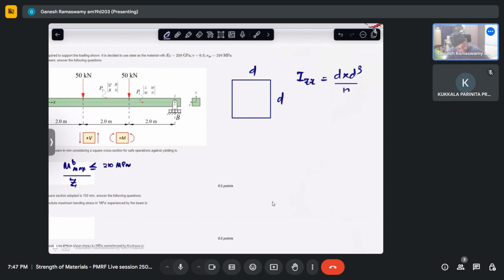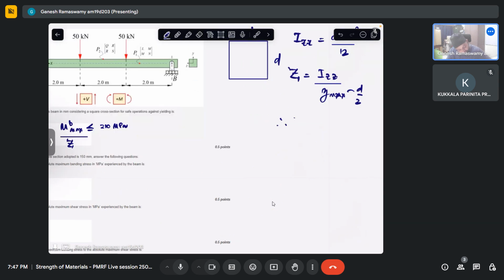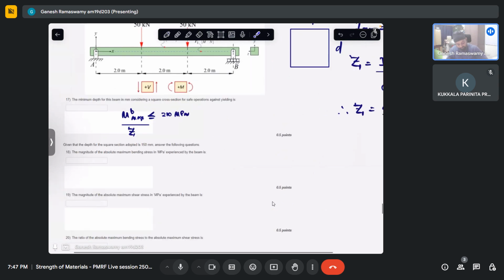Section modulus is Izz by y max. This y max is nothing but d by 2. So therefore, the section modulus is d into d squared by 6, which is what needs to be substituted here. M_B max, we know it is 100 kilonewton meter, and we can easily find out what d is from this expression.